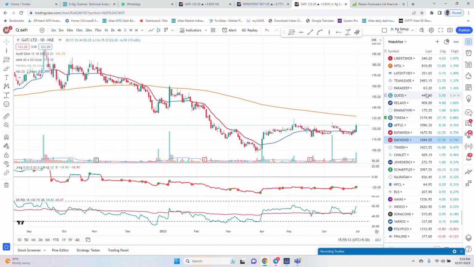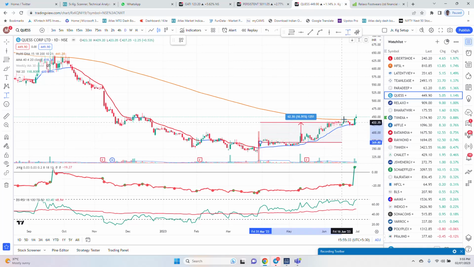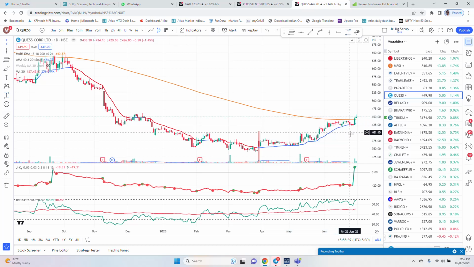Similarly, in this example, Quiz, if you see here, Senior KG has given you a buy signal on this day, almost on this candle. On this day there was a red candle, so definitely you will take a position on the next day. From here to here the stock is already up 22% in an upward movement, and now Junior KG has also given you the buy signal.